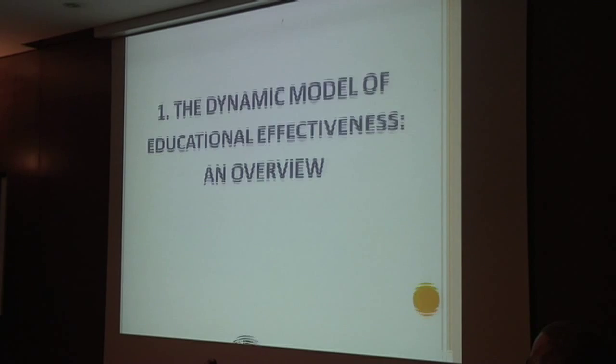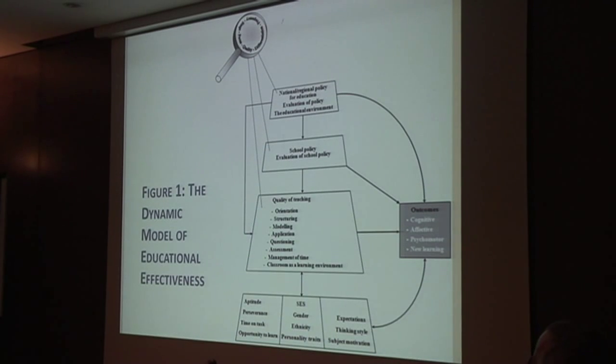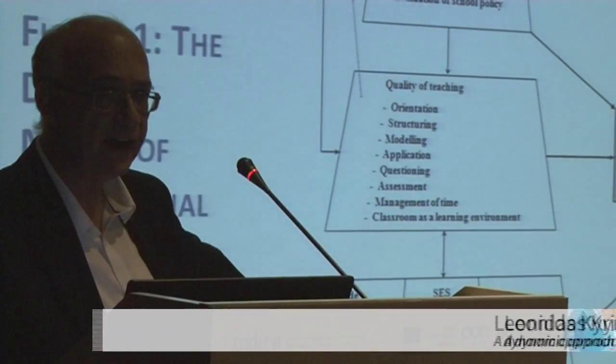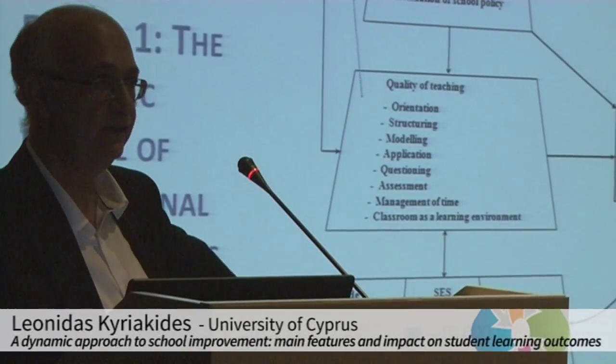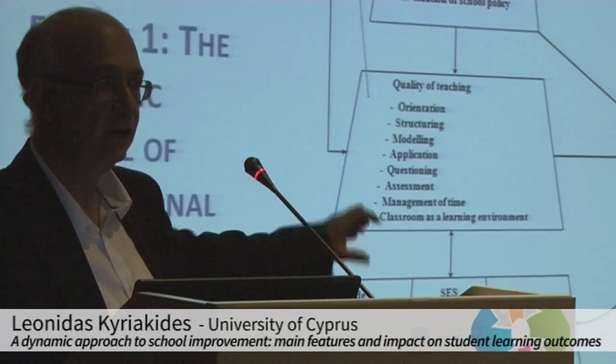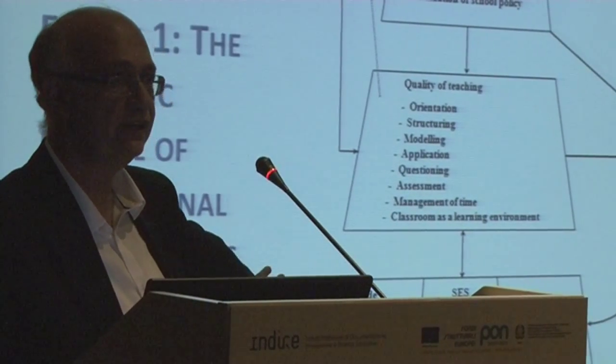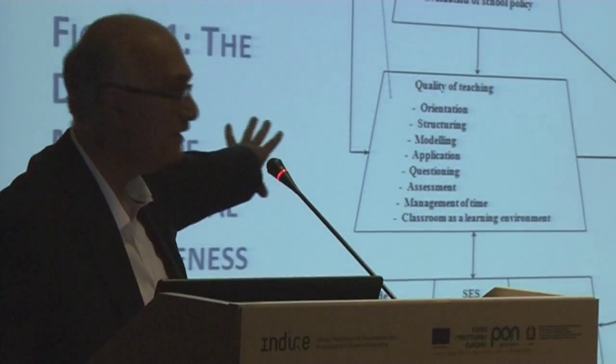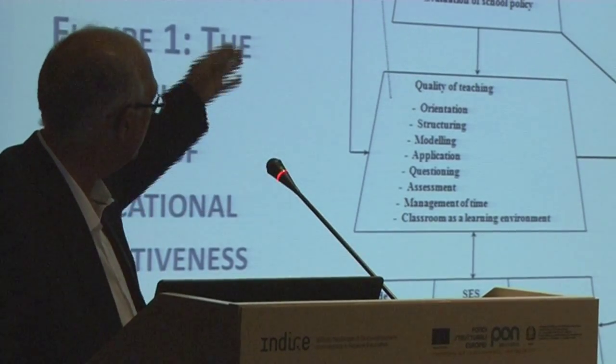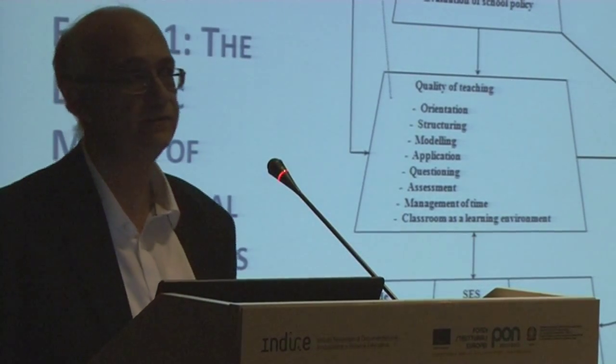Let's begin first of all with the model. As you can see, the model is multi-level in nature. So basically, it refers to factors which operate at 4 levels. Starting from the bottom, it refers to factors that have to do with the student. A very important part of student achievement gains can be explained by student variables. Then, the classroom level factors, the school and the system level factors.